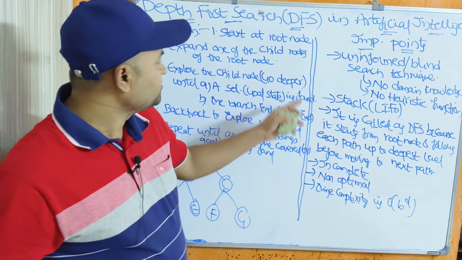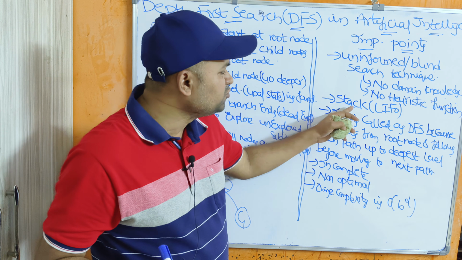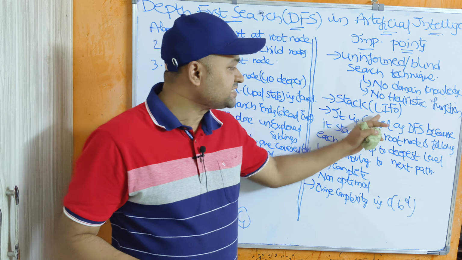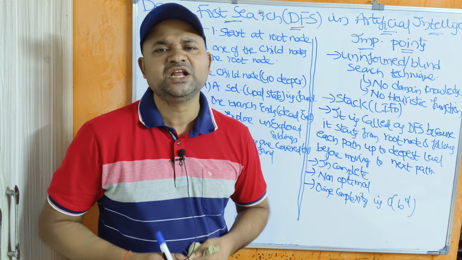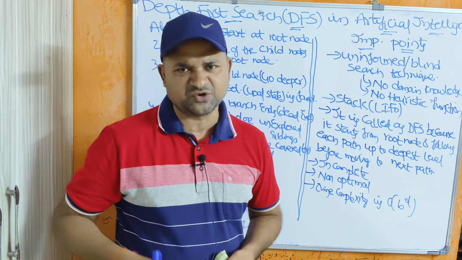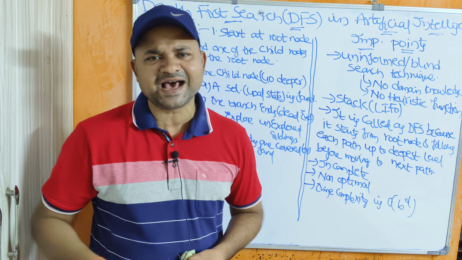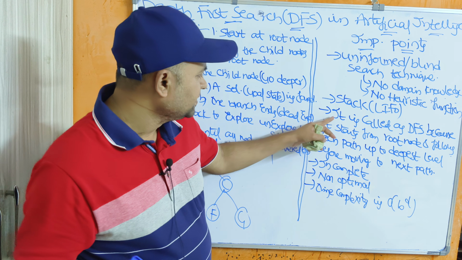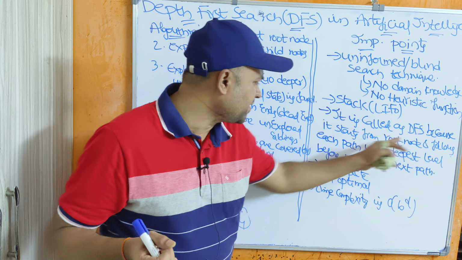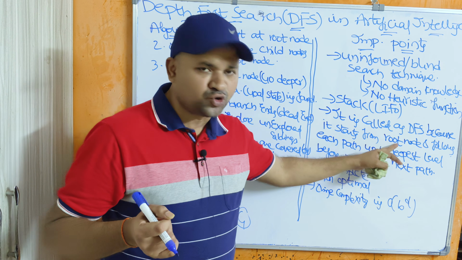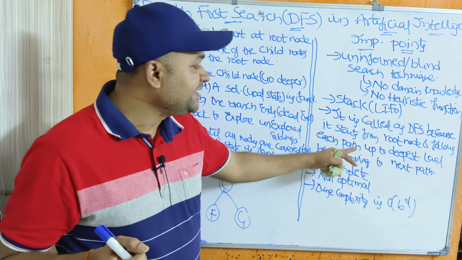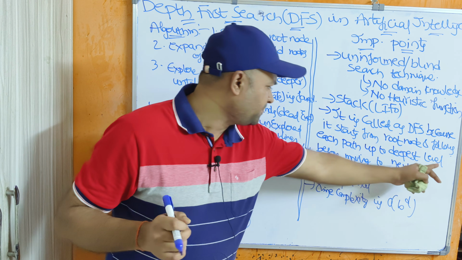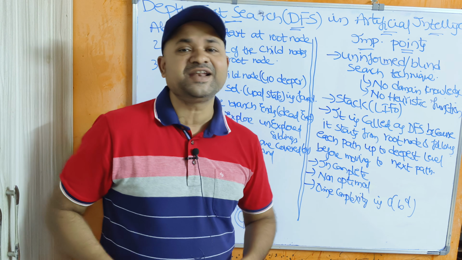Next point, DFS uses stack data structure for its implementation. We know that stack works based on the principle of LIFO. LIFO means last in first out. The element which is inserted last will be deleted first from the stack. It is called DFS because it starts from the root node and follows each path up to the deepest level, depth level, before moving to the next node.